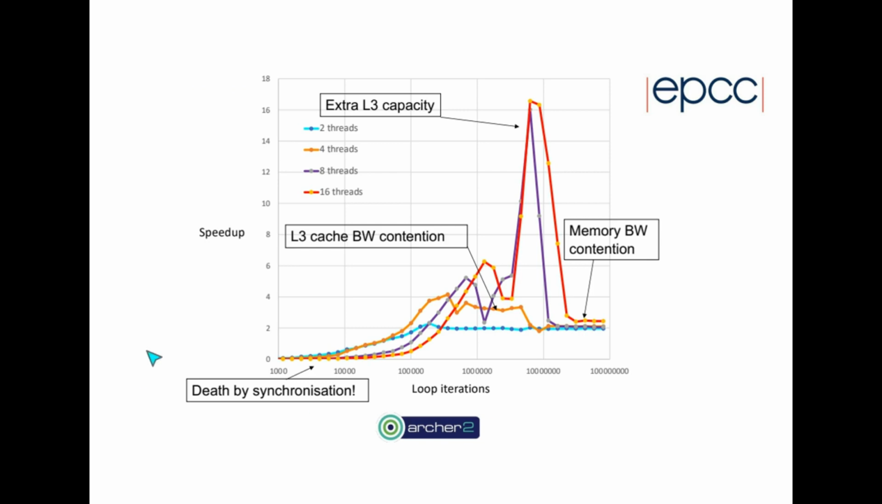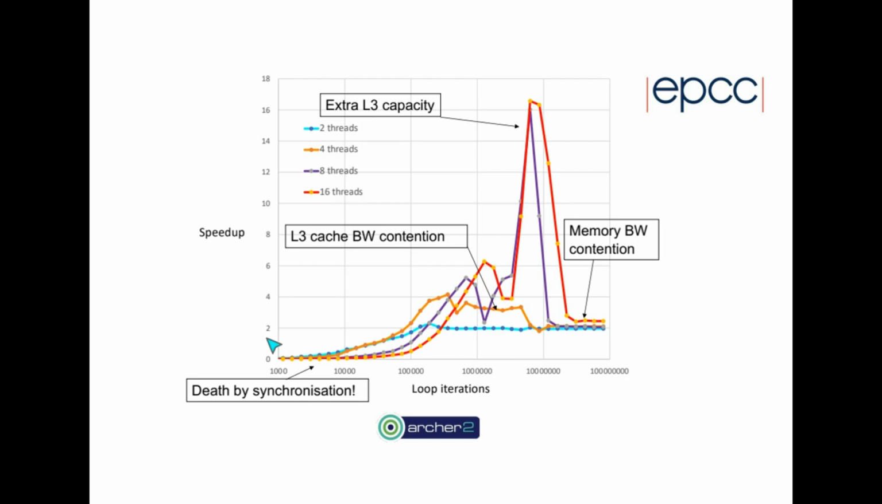So this is what we end up with here. This is a plot of the speed up I get versus the value of n, so the number of loop iterations, on the x-axis. I have a different curve depending on how many threads. So this is speed up for different numbers of threads compared to running one thread.